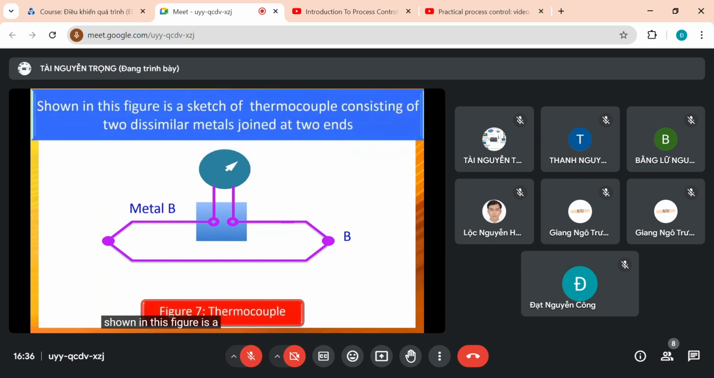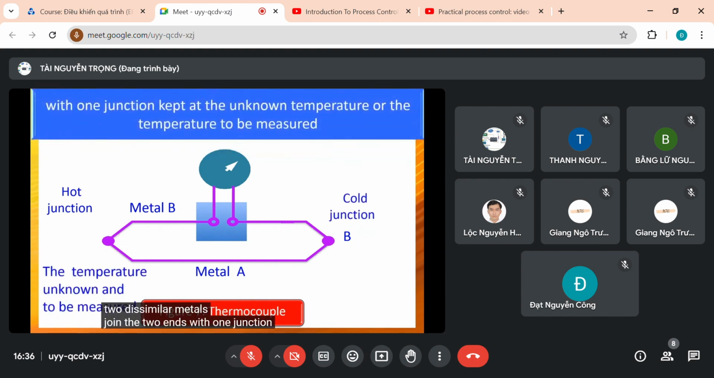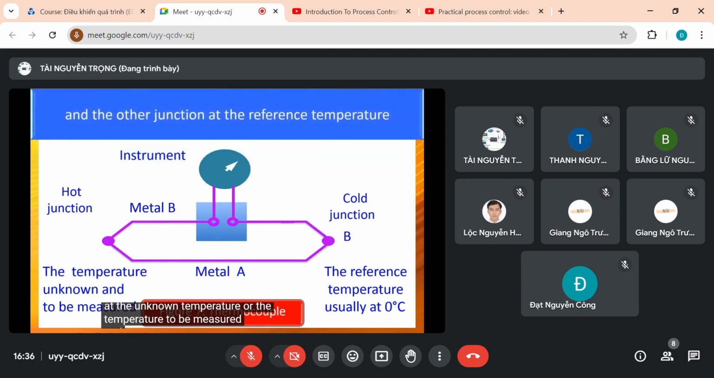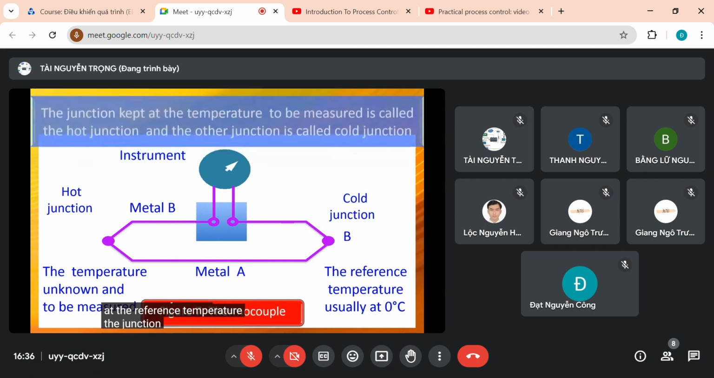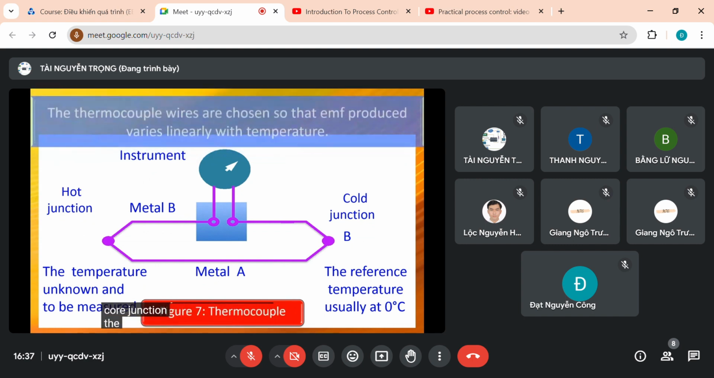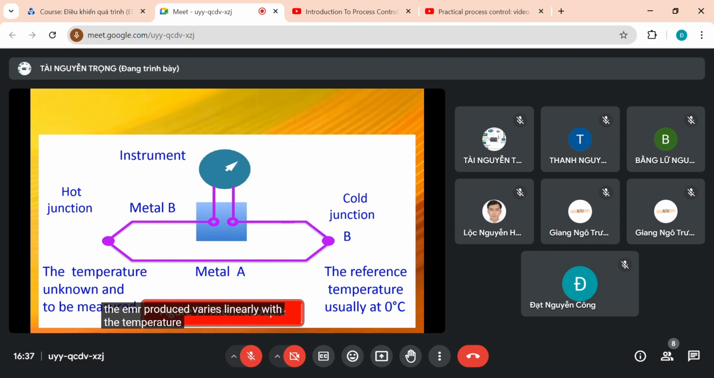Shown in this figure is a sketch of a thermocouple consisting of two dissimilar metals joined at two ends, with one junction kept at the unknown temperature, or the temperature to be measured, and the other junction at the reference temperature. The junction kept at the temperature to be measured is called the hot junction, and the other junction is called the cold junction. The thermocouple wires are chosen so that the EMF produced varies linearly with the temperature.